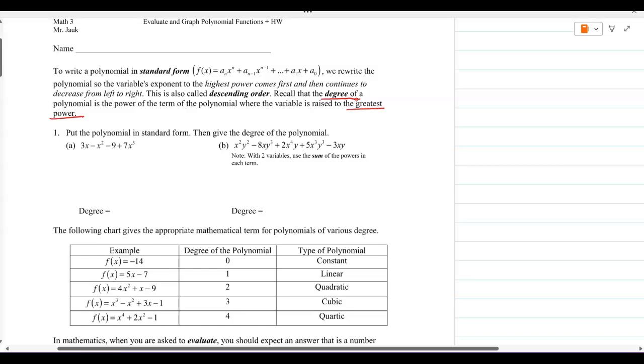So now this is very simple. You have to put it in standard form. So when you put it in standard form, 7x cubed minus x squared plus 3x minus 9. And the degree of this will be 3. Correct? With two variables, the sum of the powers in each term is the degree.